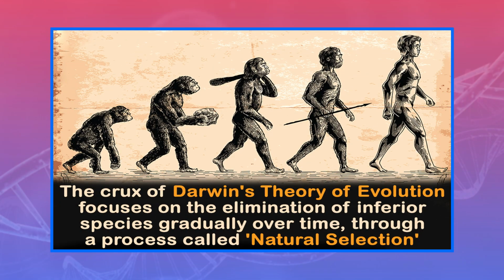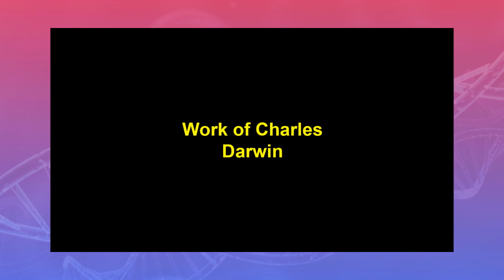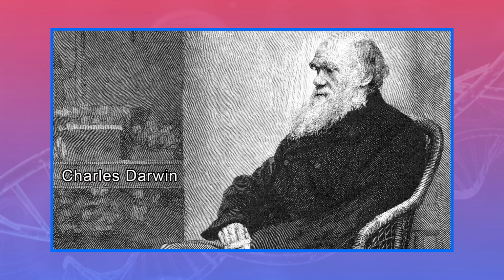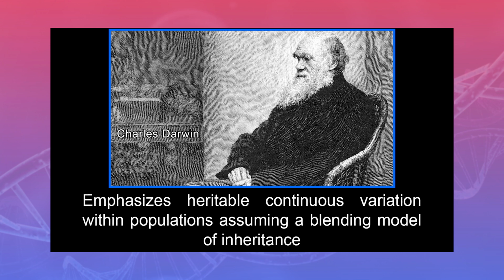These three forces, mutation, selection, and migration, lead to change in gene frequencies within a population. But evolution, as defined by Darwin, is driven by natural selection. Dear students, let's discuss the work of Charles Darwin. Charles Darwin brings forth an evolutionary theory predicated on natural selection. He emphasizes heritable continuous variation within populations, assuming a blending model of inheritance. Darwin's ideas are greeted with fury and adulation, and he becomes the world's most famous biologist.